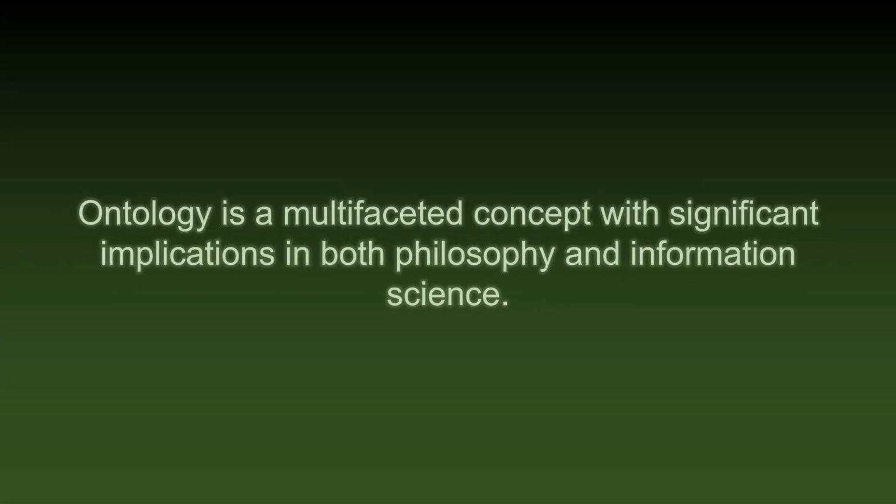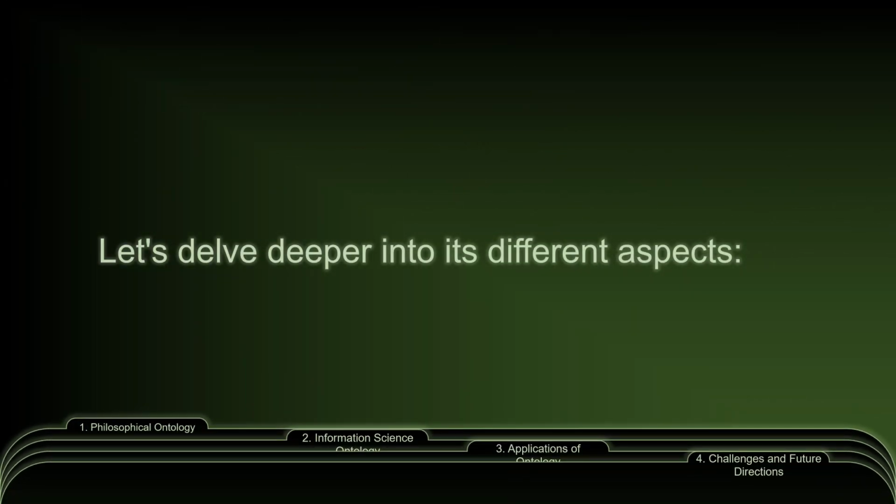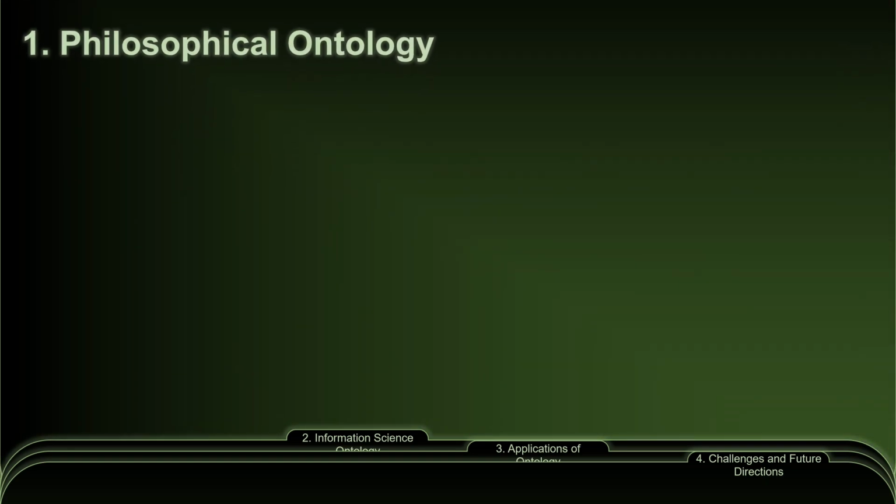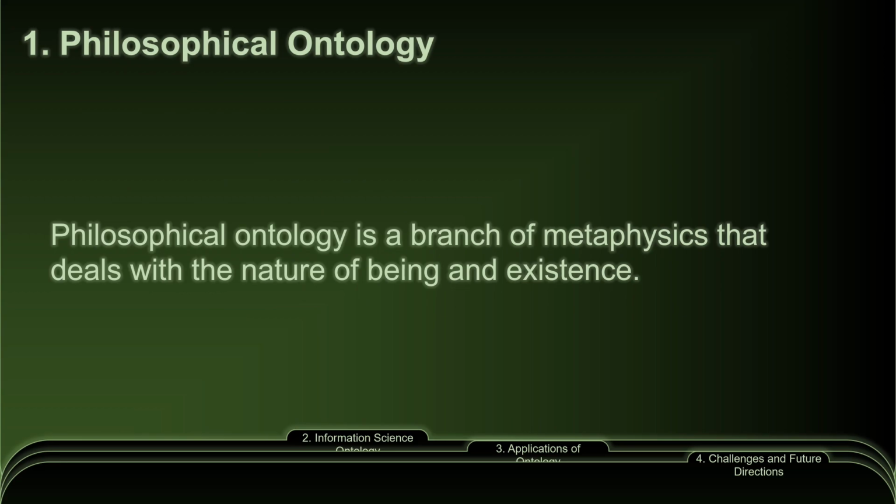Ontology is a multifaceted concept with significant implications in both philosophy and information science. Let's delve deeper into its different aspects. 1. Philosophical ontology. Philosophical ontology is a branch of metaphysics that deals with the nature of being and existence.